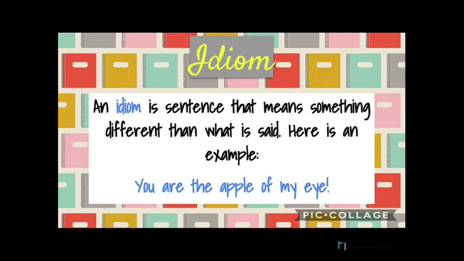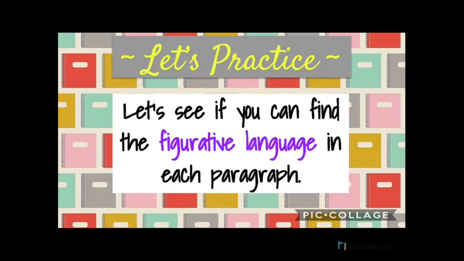Lastly, we have idiom. An idiom is a sentence that means something different than what is said. So here's an example. You are the apple of my eye. My eye doesn't actually have an apple in it. You are not actually in my eye. But apple of my eye means somebody that I really admire and care about and want the best for. So if I say that you are the apple of my eye, that's a compliment.